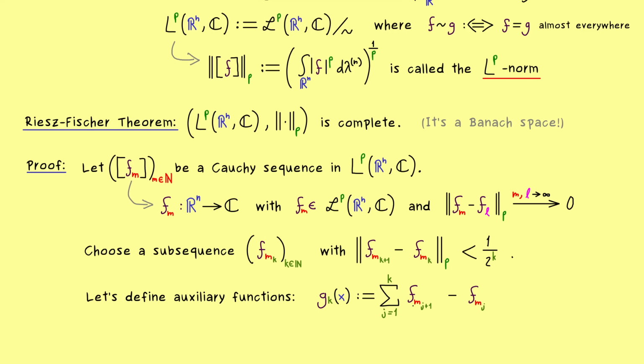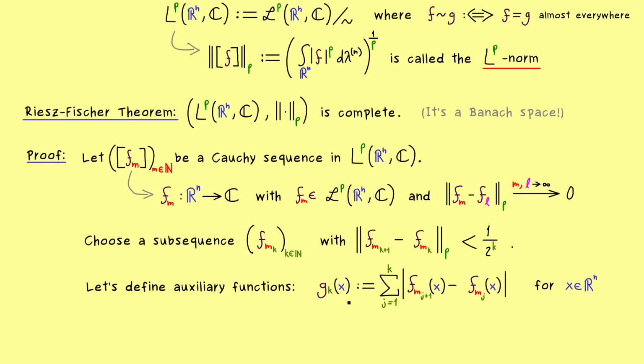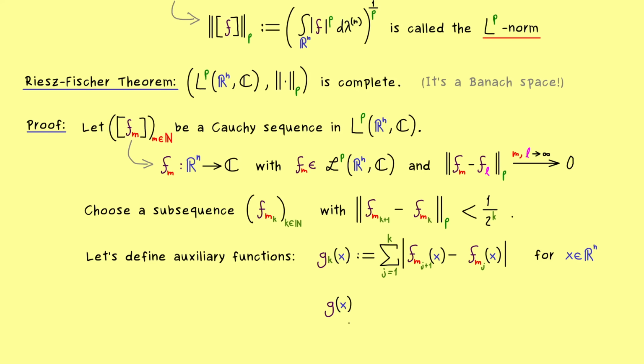And inside we just have the absolute value of the difference of fm(j+1) and fmj. And we just use this difference at every point x in Rn. And this definition immediately implies that the pointwise limit of this sequence of functions definitely exists, but it could have the value infinity. So let's simply call this limit function g of x. So please don't forget, every positive real number here could be a value, but 0 and infinity are also possible.